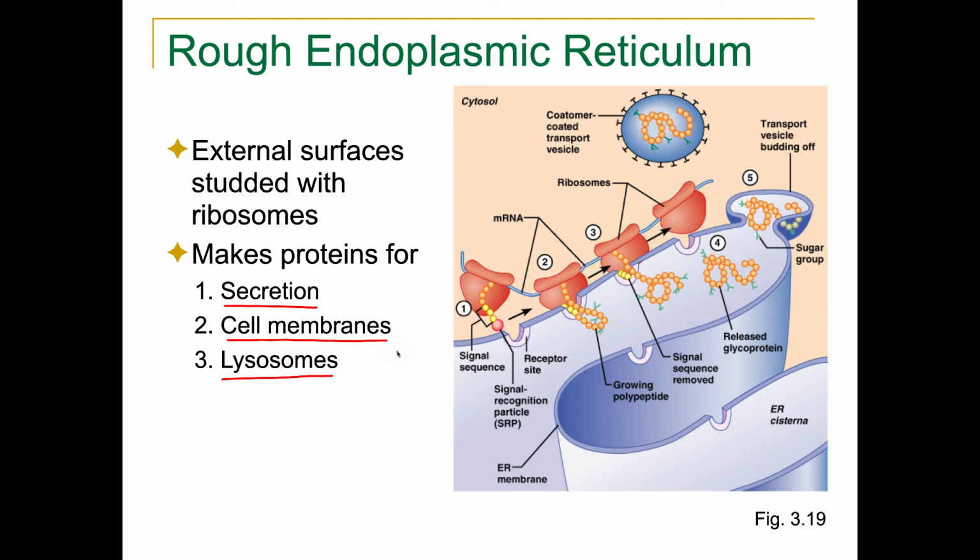So rough endoplasmic reticulum, what makes it rough? It's studded with ribosomes. These ribosomes are attached to that membrane. And this is where we're making certain of the proteins that the cell needs to make. Some of them are shipped out, secreted. Some of them are stuck to the plasma membrane ultimately, and some of them are going to go to this lysosome that we need to talk about.